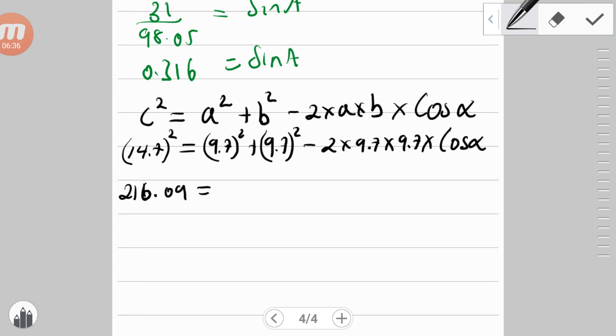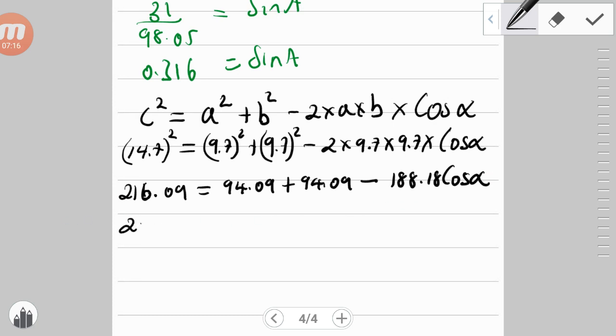And that's going to be equal to 9.7 squared, that's 94.09, and we squared again, so that's 94.09. And then immediately we're just going to multiply what we see here, 2 times 9.7 times 9.7. And that's 188.18, obviously multiplying by cosine alpha. All right, we just need to simplify this equation.